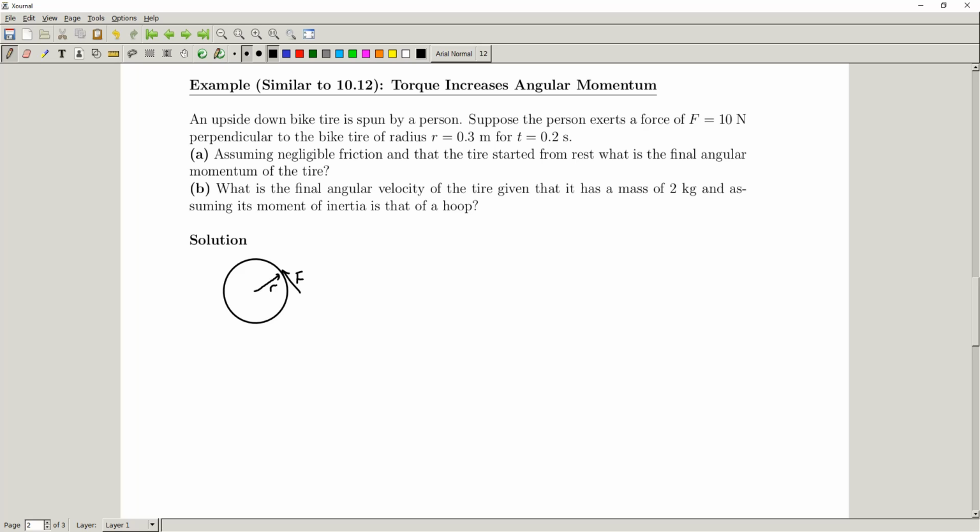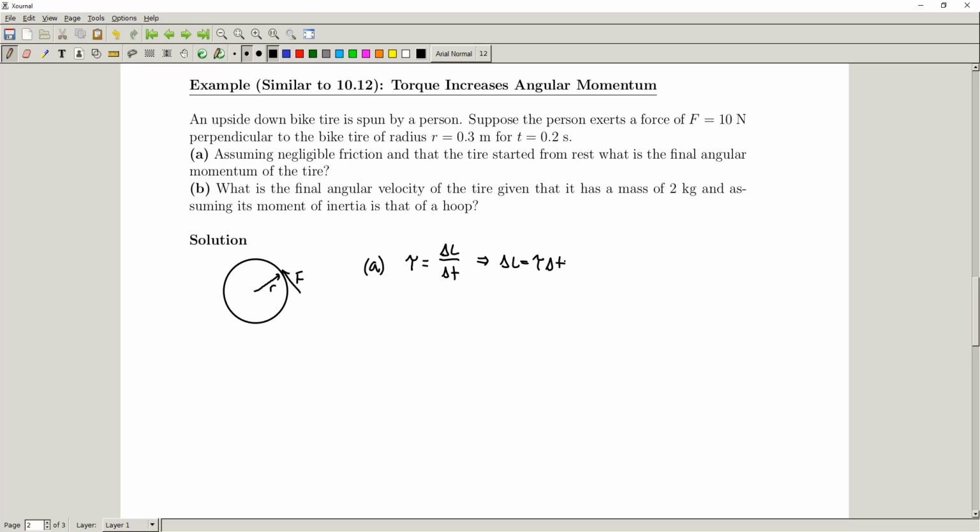In part A, if we assume negligible friction and that the tire starts from rest, we want to find what the final angular momentum of the tire is going to be. How do we get to that? Well, we just talked about this equation, tau is equal to delta L over delta t, so it seems logical to start from there. We can rearrange this to get delta L is equal to tau times delta t.